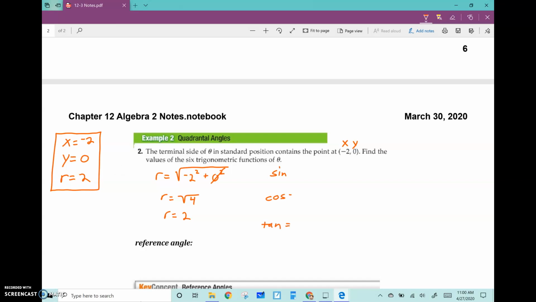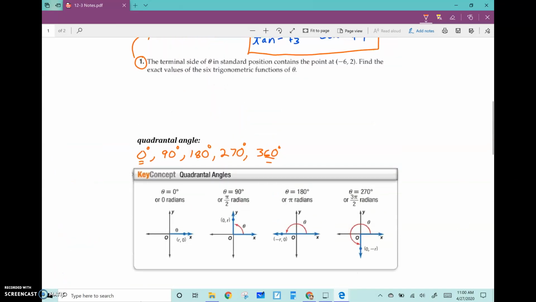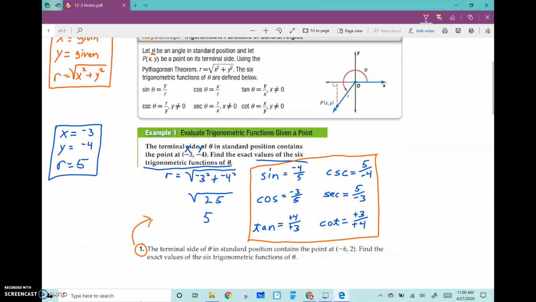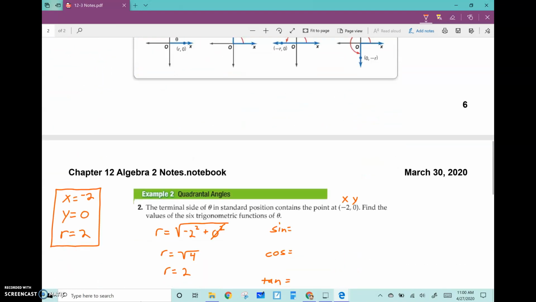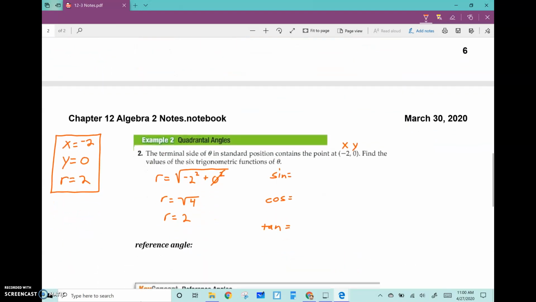All right. And we're going to use that same chart that we had from the beginning. So if we go up here, we looked at sine is y over r. Okay, so y over r, 0 over 2. I can have 0 in the numerator. That's okay.